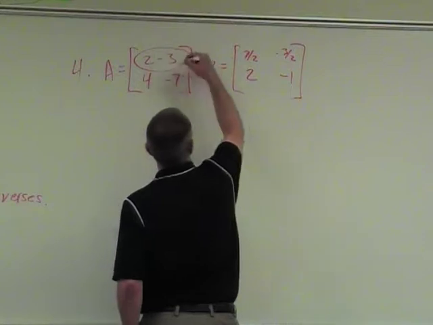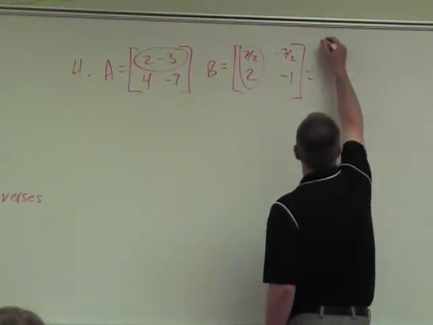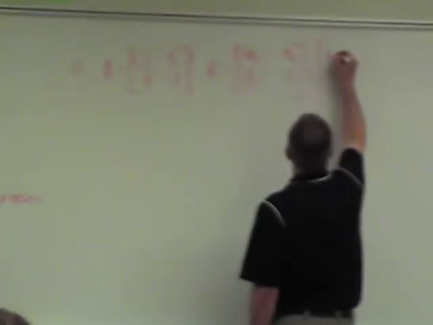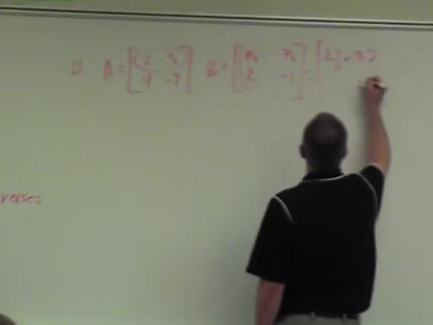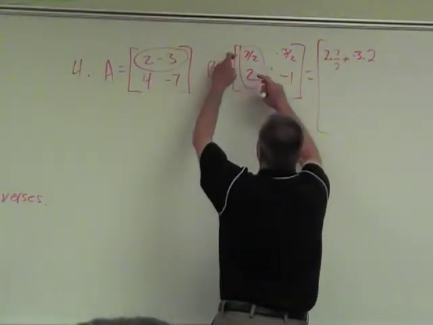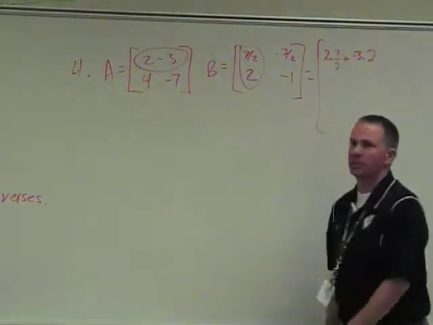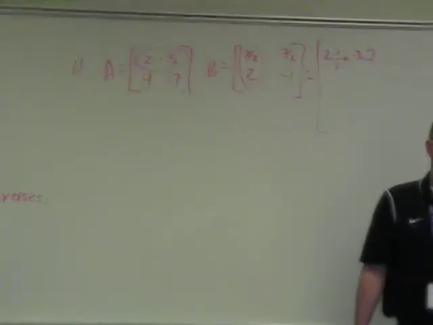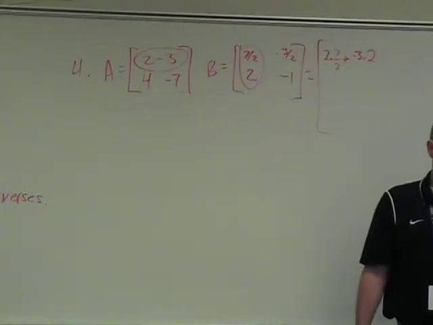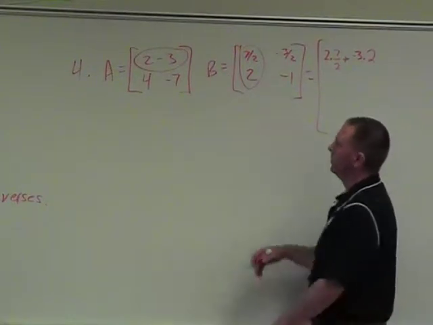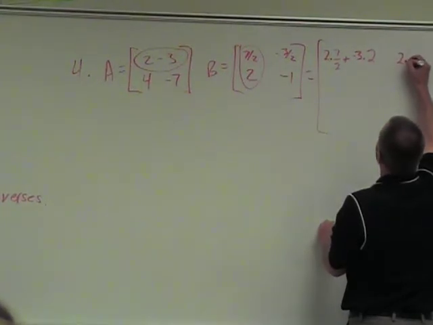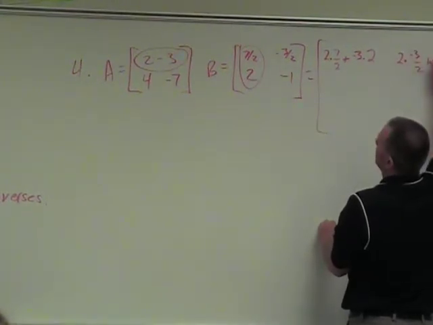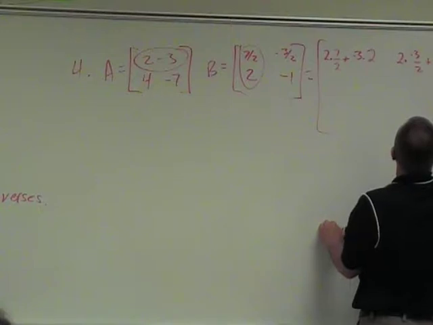So this row times that column is going to give me row 1, column 1. So 2 times 7 halves plus negative 3 times 2. So that row times the column, you add the two entries together. Everybody see it? You gotta be good at doing this. Then the first row times the second column gives me 2 times negative 3 halves plus negative 3 times negative 1.